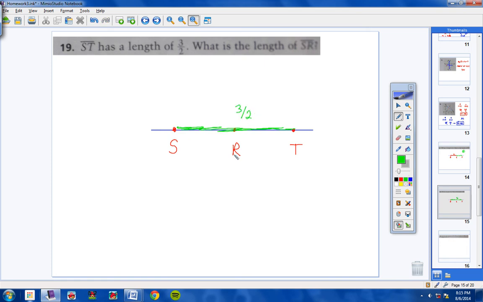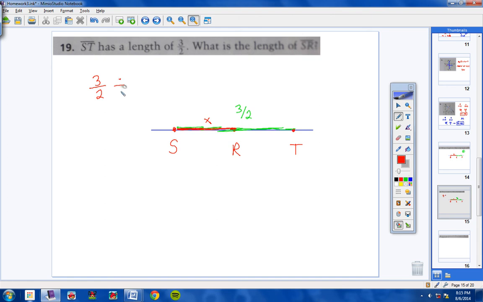Do we see that okay? Now, they want you to find the length of SR, which is from here to here. We'll put a little X there. So the entire length from S all the way to T is 3/2, and they want you to find basically half of that because R is in the middle. So we're going to find half of 3/2. Now there's many ways to do that. One way to do it is to take 3/2, which is the entire length from S to T, and simply divide it by 2.